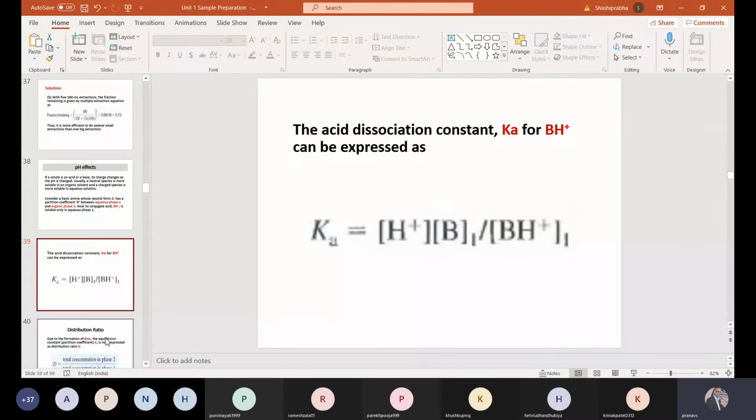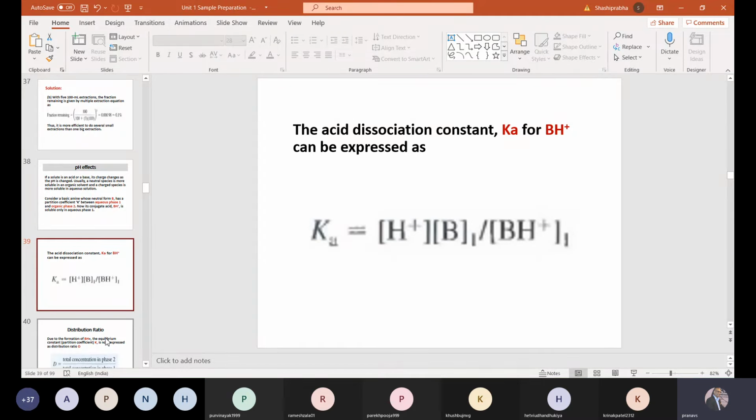And that is given by, which we all know, a very common expression: BH+ plus H2O gives B plus H3O+. If you add water in aqueous phase, BH+ plus H2O gives B and H3O+. This is a very fundamental expression for the ionization constant for acids.